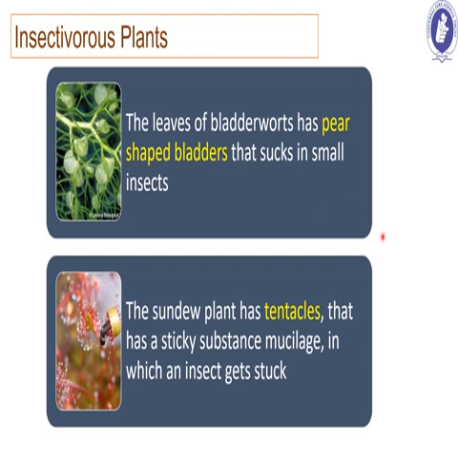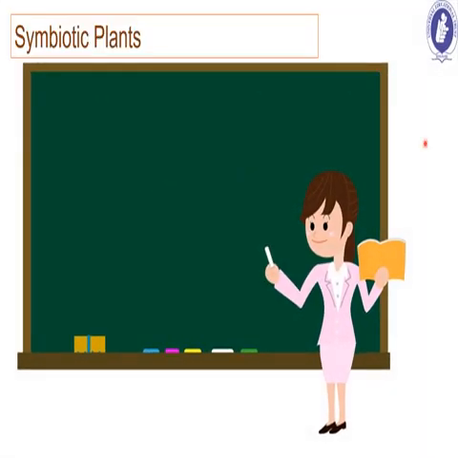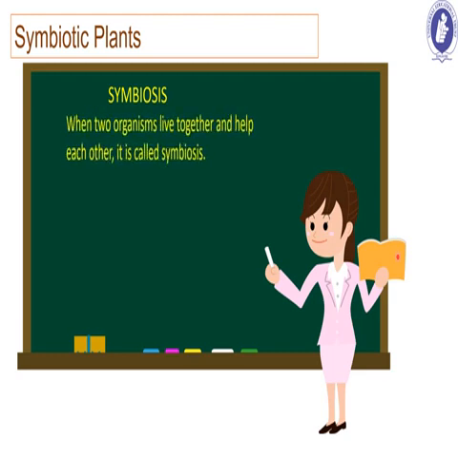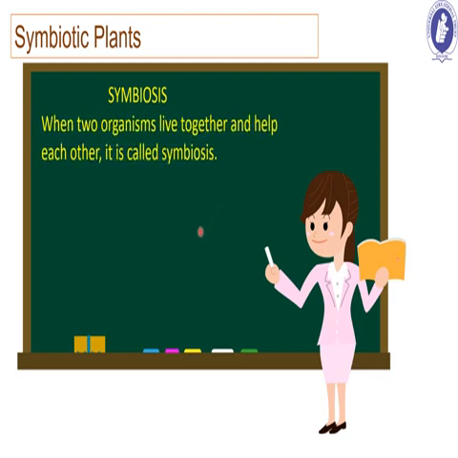So which are the four types of insectivorous plants we told? Pitcher plant, Venus flytrap, bladderwort and sundew plant. Now, what are called symbiotic plants? Symbiosis. The word symbiosis means when two organisms live together and help each other, it is called symbiosis.